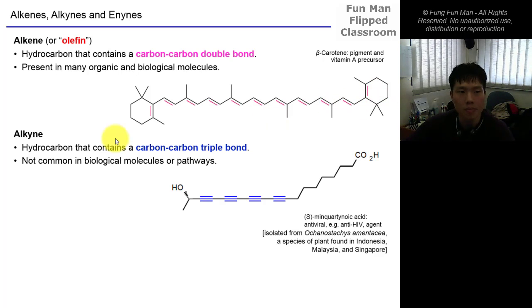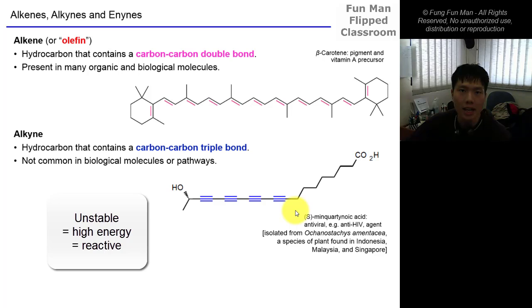For the alkyne, it is a hydrocarbon that contains a carbon-carbon triple bond. And you recognize it by this kind of structure, three lines. So this is a triple bond, carbon, carbon. Between these two carbons you have a triple bond, then single bond, triple bond, single bond, triple bond, alternating pi bonds. Now this is not very common in biological molecules and pathways because it's not very stable, it's rather reactive. When something is of high energy, it's not so stable, it's reactive, so it won't stay there for a long period of time.